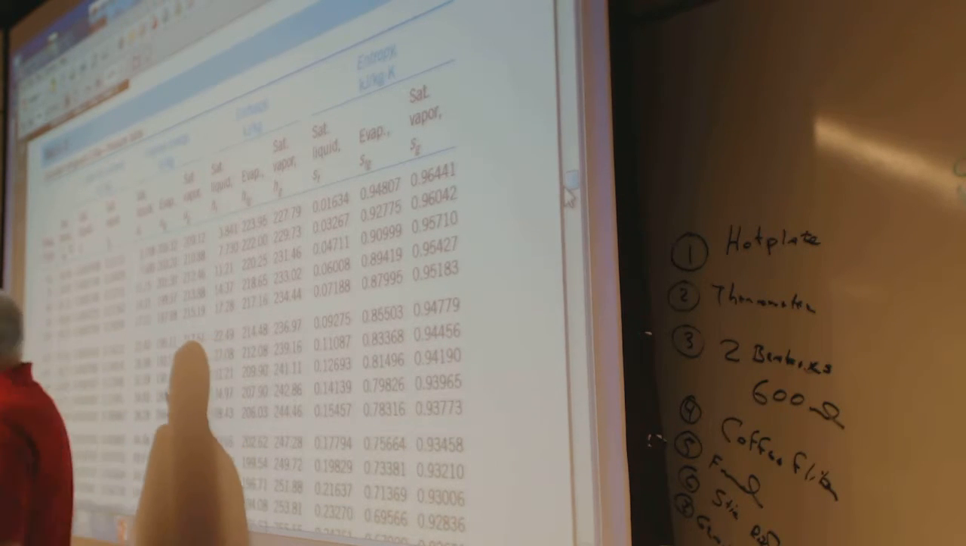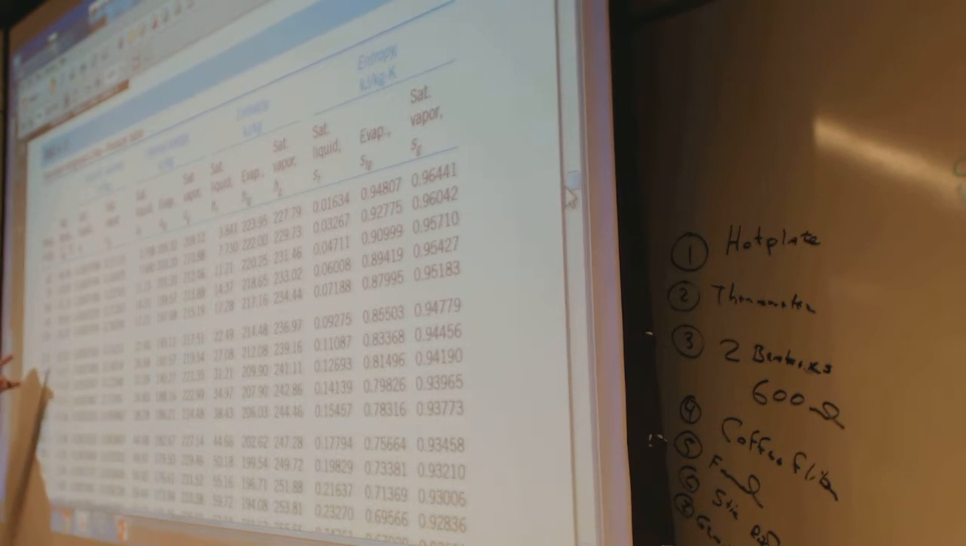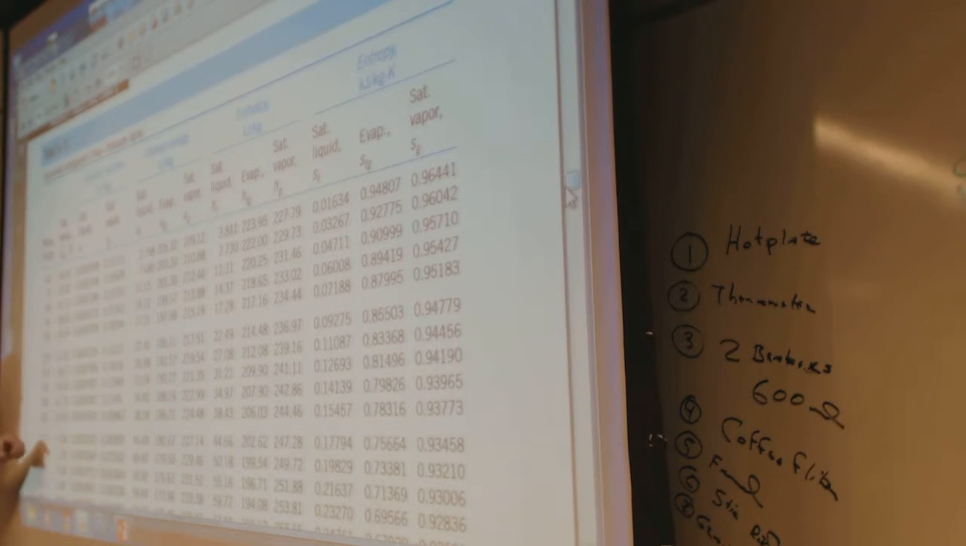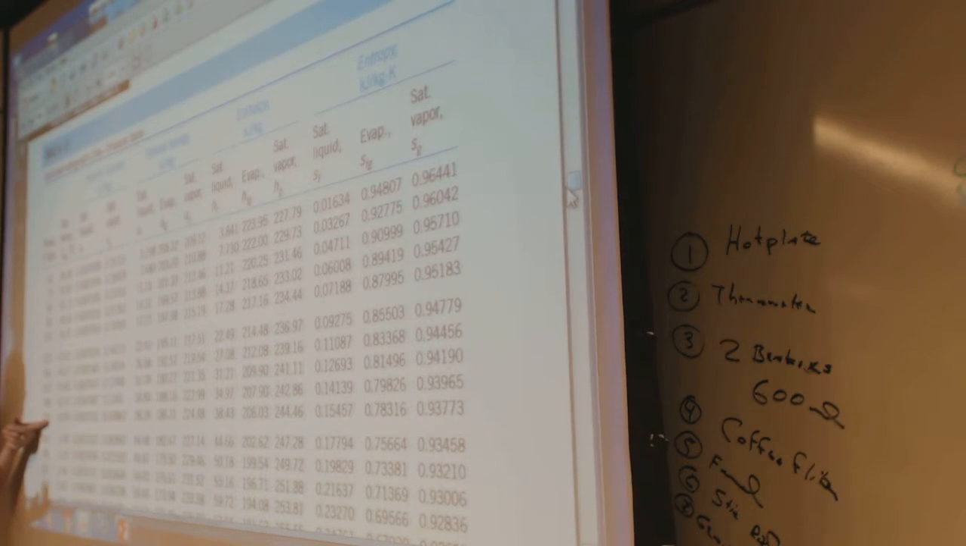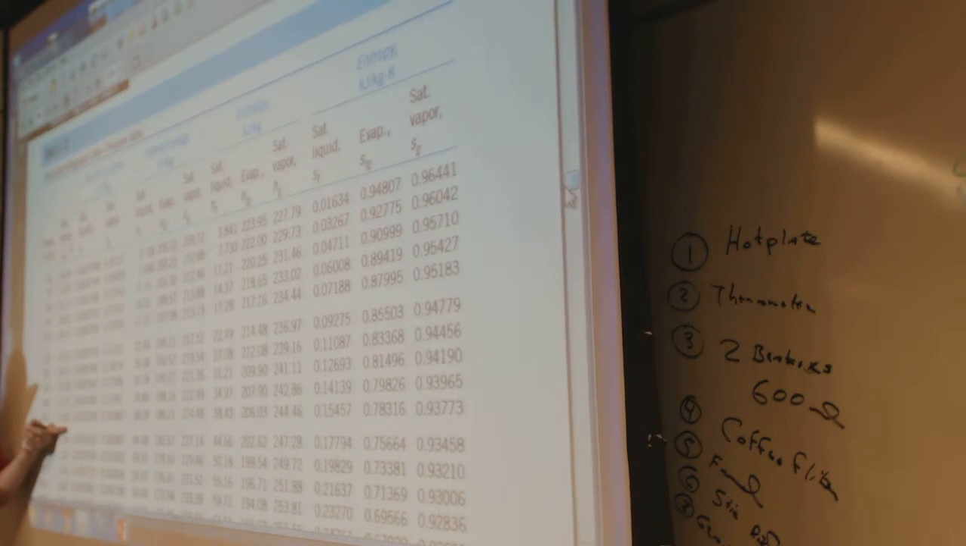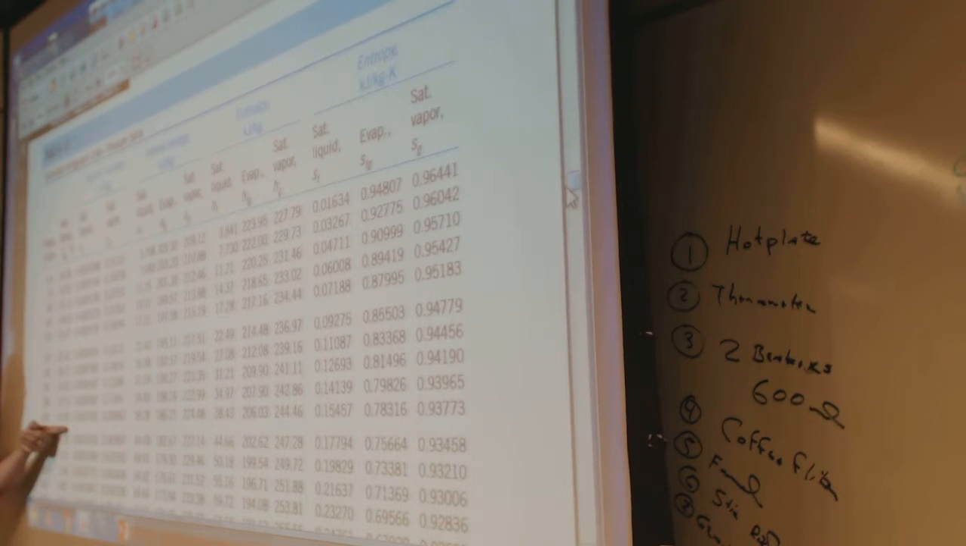If you have a pressure, and you look at the temperature, given the pressure, this is R134. If the temperature is above this, it's not in saturation. It's above its boiling point, so it turned into a vapor. If you look at your pressure and you're given the temperature, if the temperature is above the boiling temperature at this pressure, it's in superheat because it's not saturated.